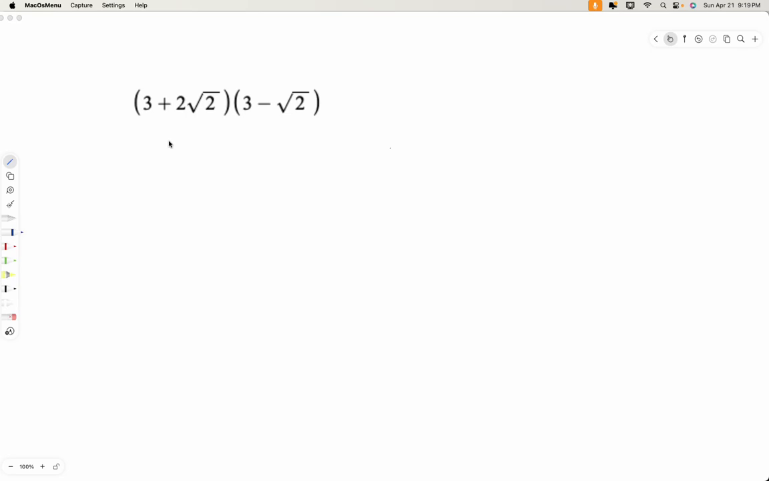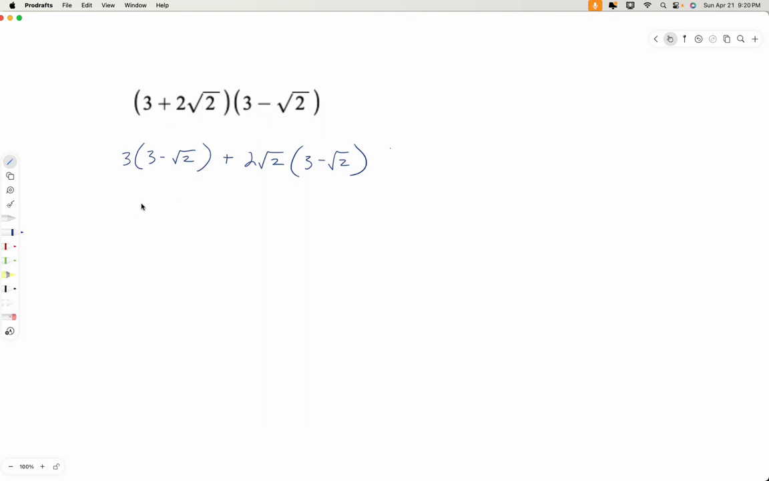All right, here is one of the other problems. This is a distribution problem. We're going to distribute everything in this binomial to this binomial. So we're going to say 3 times 3 minus the square root of 2 plus 2 times the square root of 2 times 3 minus the square root of 2. Okay. So that's how that works.